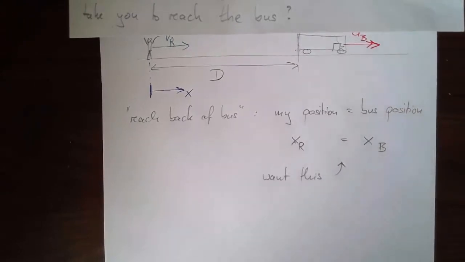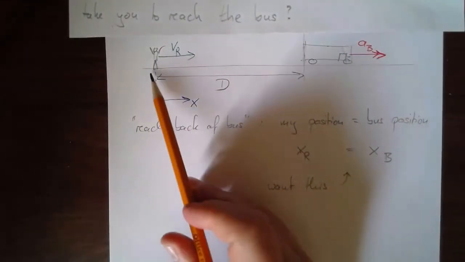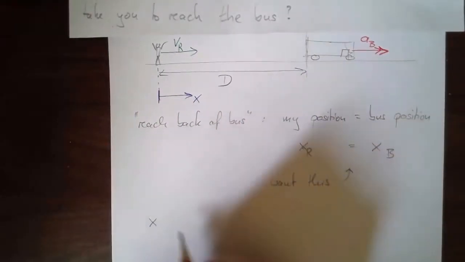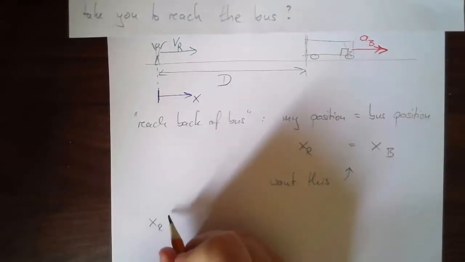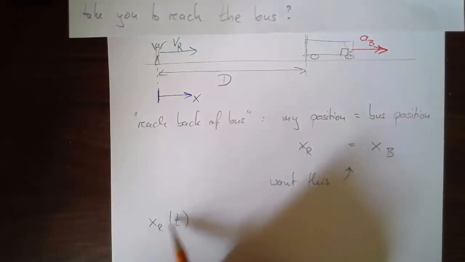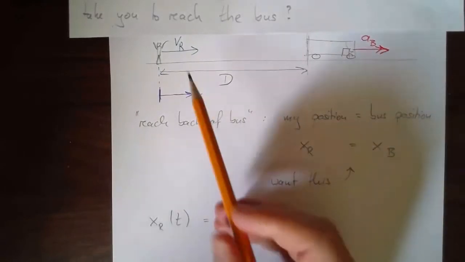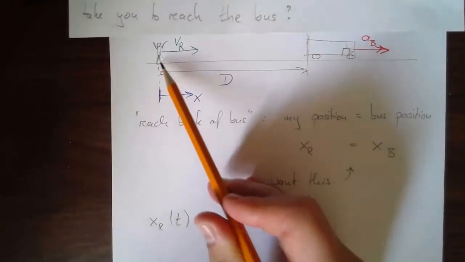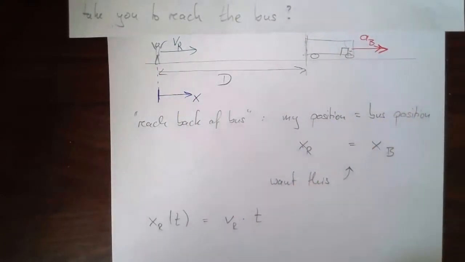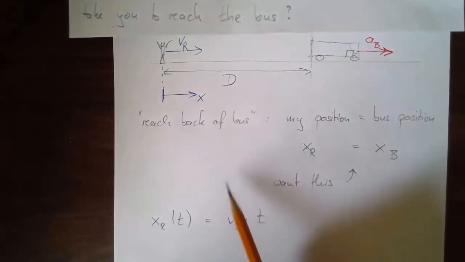Okay, so what is an expression for my position? Well, I start here, and let's say at time equals 0 is when I turn the corner. So my position, x, is going to change with time, because I'm moving, so I'm going to have x as a function of time. That is equal to, well, it's constant speed, and I start at 0, so that's just going to be given by v_R times t. If I'm running 3 meters per second, then after 1 second, I've run 1 times 3, I'm at 3 meters here.